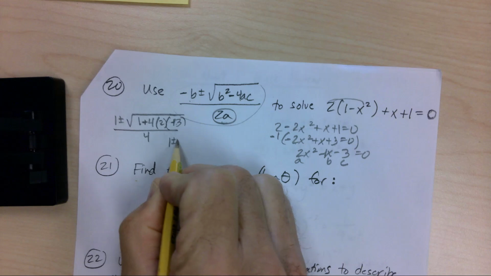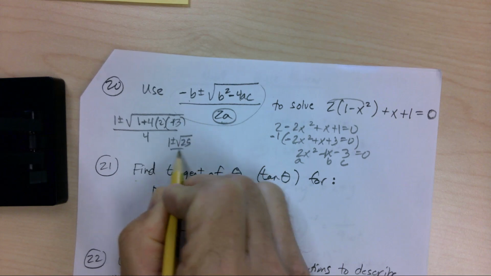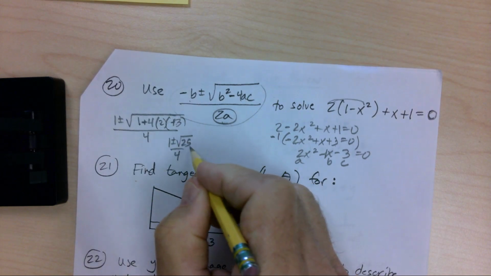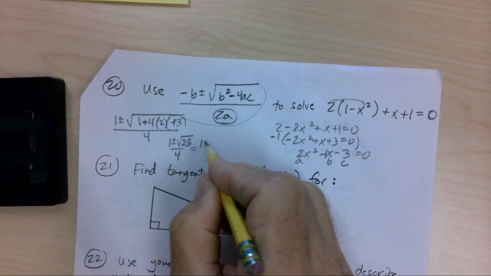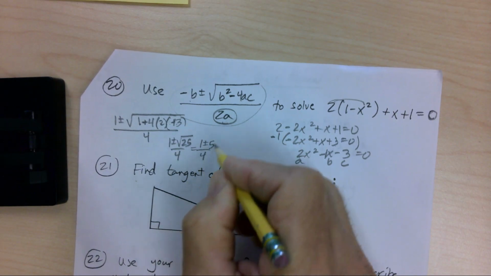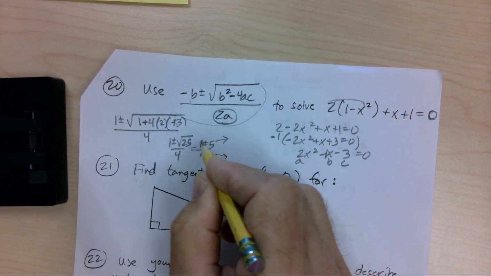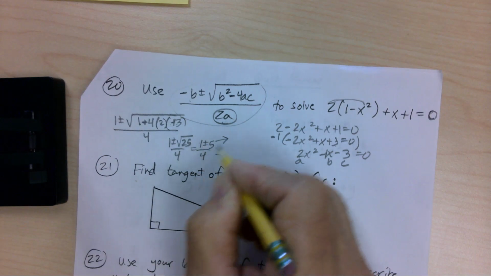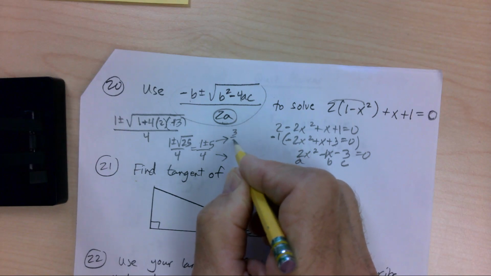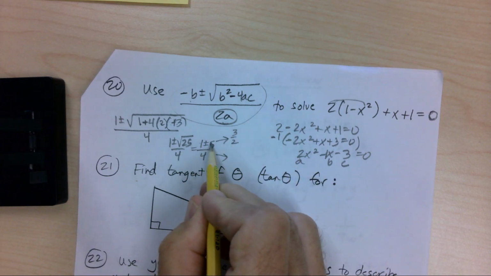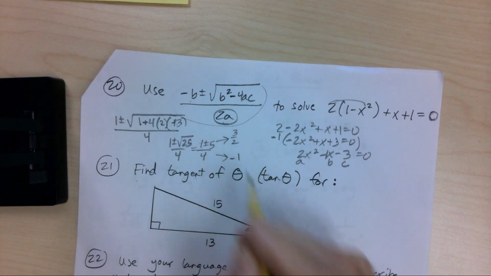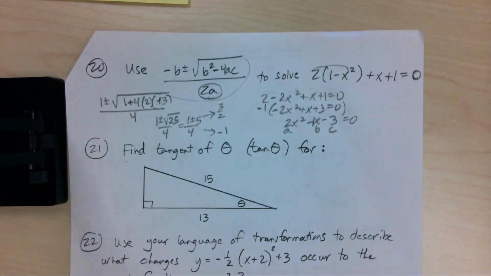1 plus or minus the square root of 25 all over 4. And that's 5. So 1 plus or minus 5 all over 4. There's 2 answers here. 1 plus 5 is 6 over 4, or 3 halves. 1 minus 5 is negative 4 over 4, which is negative 1. There you go for number 20.